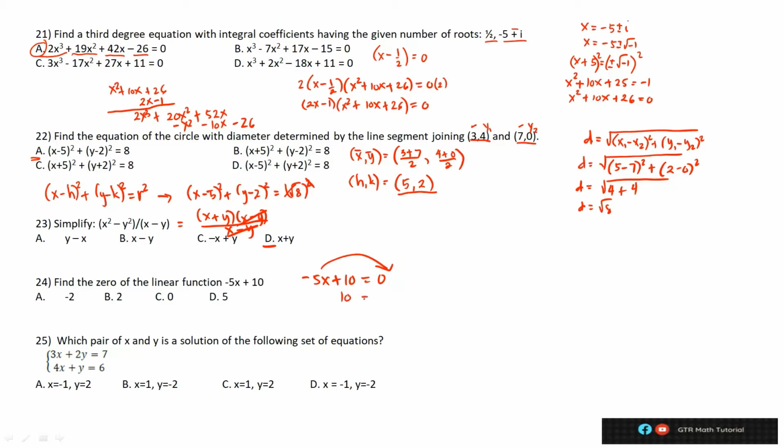So therefore, 10 is equal to 5x. Divide both sides by 5 para mawala ang 5. X na lang ang matitira. So therefore, 10 divided by 5, 2 equals x, or x equals 2. So therefore, the answer is letter B.